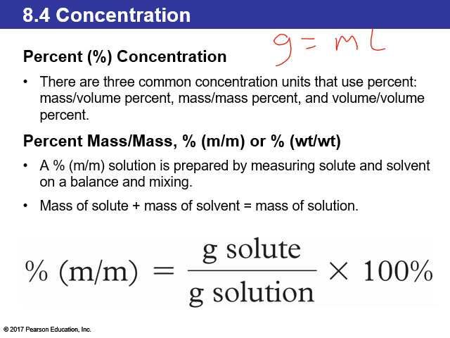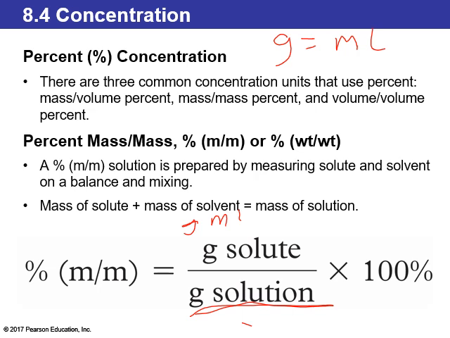So in order to calculate the percent by mass, we take the mass or volume of the solute in either grams or milliliters, whichever one you're working in, whichever is easier, and divide that by the grams or mLs of the solution, so the total solution. And we multiply that by 100 to get our percent, parts per 100.